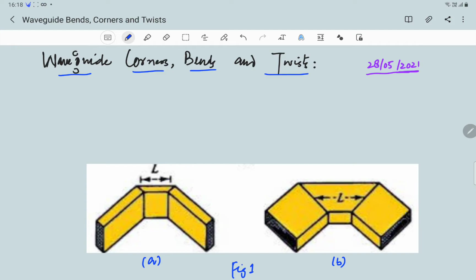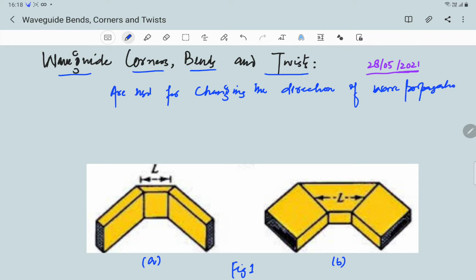So in general, waveguide corners, bends and twisters are used for changing the direction of wave propagation through a waveguide system by some angle.